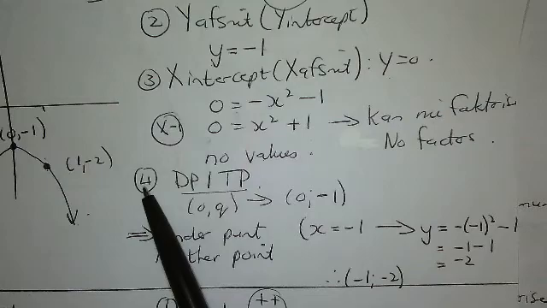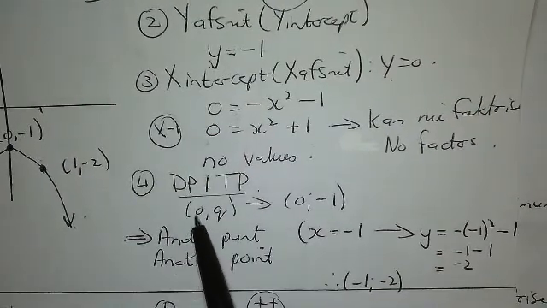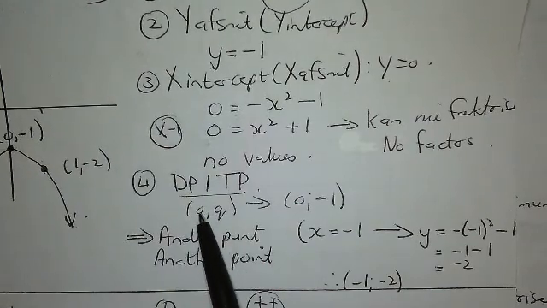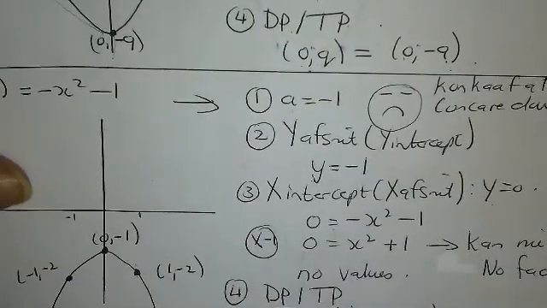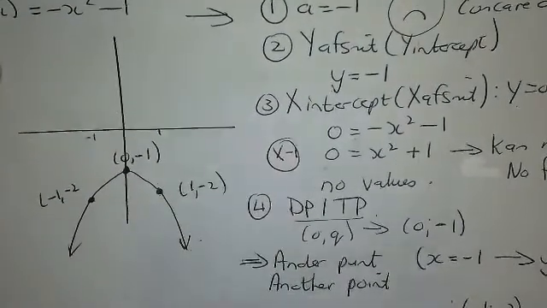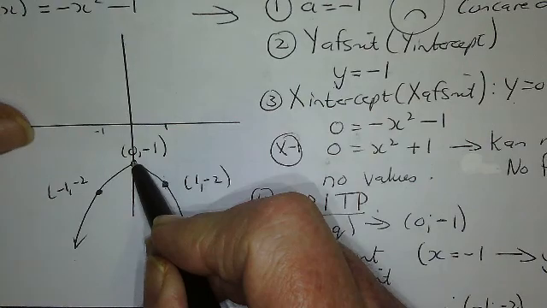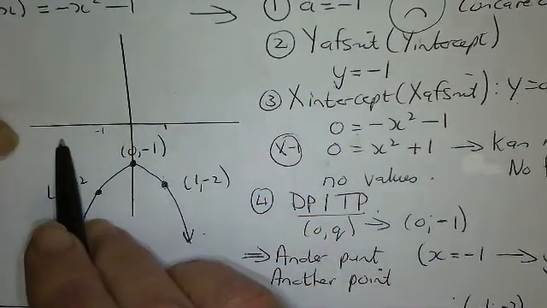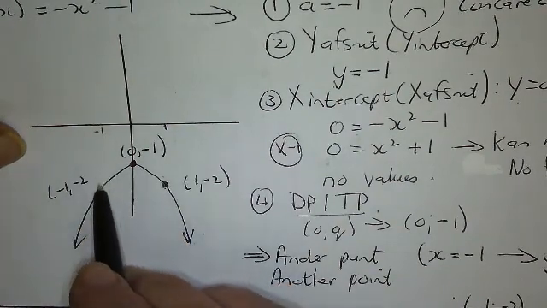Fourth step is to find the turning point. Now the turning point method is 0 and the q value. 0 will be the line of symmetry. So what is the q value given there? It's negative 1, so it will be 0, negative 1. Then you can place the dots. So that means your turning point and y-intercept will be 0, negative 1. Then you can see there will be no x-intercept there. That's why I'm using another point. So I've used negative 1.